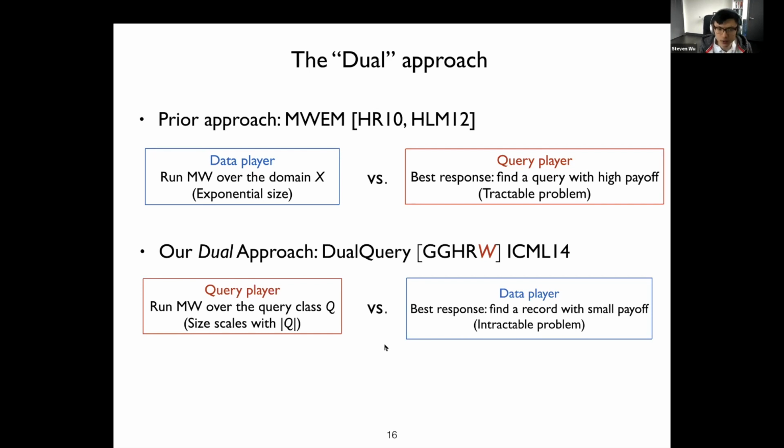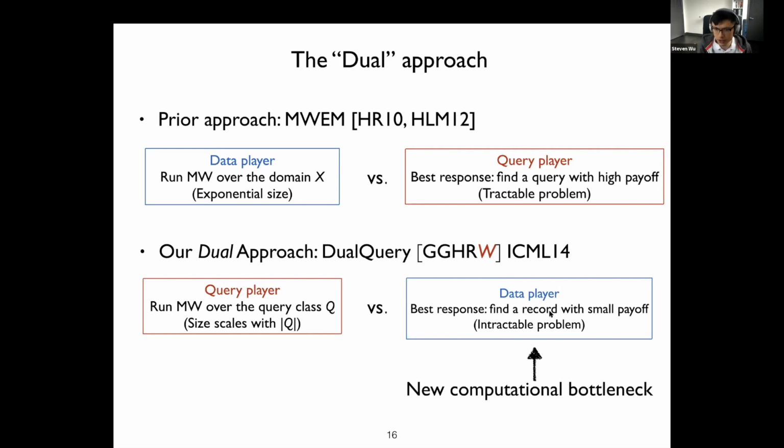So the advantage now is that because this distribution is over the query class, it's no longer over the data domain, this becomes a much smaller distribution to maintain for the query player. So you get rid of the exponential time from this left-hand side. The trade-off you get is that now the data player is solving the best response problem over a much larger space. So here you would like to find a data record from a data domain to minimize the payoff. This problem becomes intractable. Okay? But at the same time, it's actually an optimization problem.